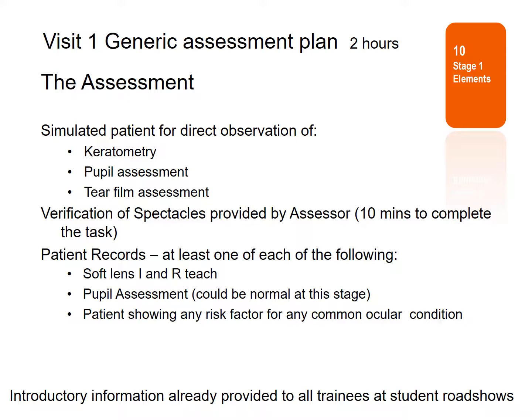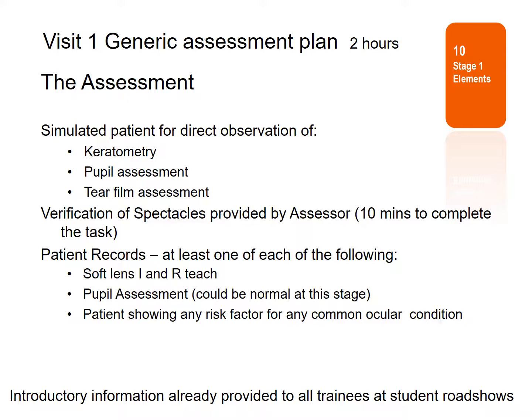We've got 10 minutes to complete the task. You would be amazed how long it takes some trainees to do this. And then they're going to provide us with at least 3 records. So we're going to have a record of a contact lens teach, a record of a pupil assessment, which could be a normal pupil assessment, and a record of a patient showing any risk factor for any common ocular condition.